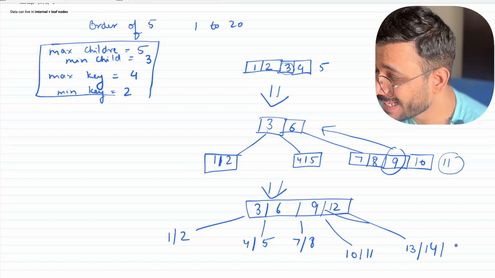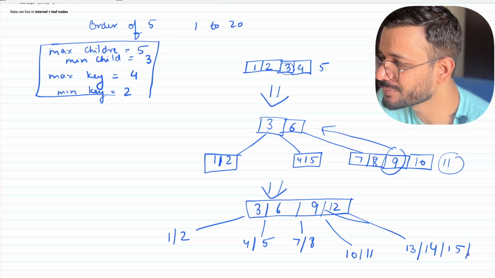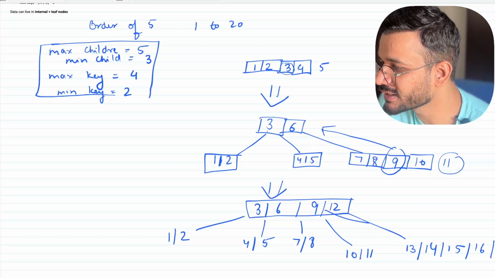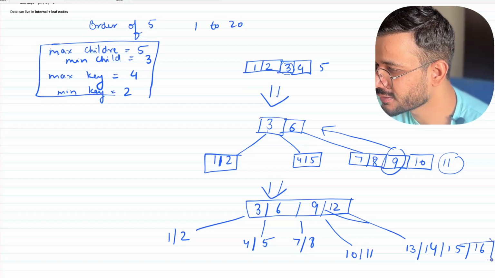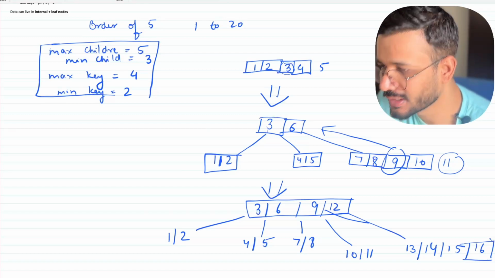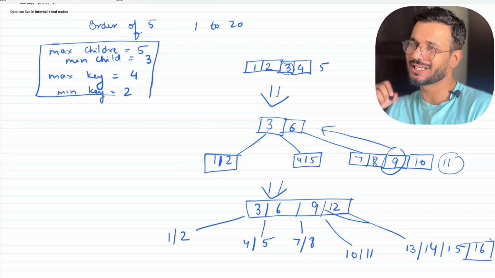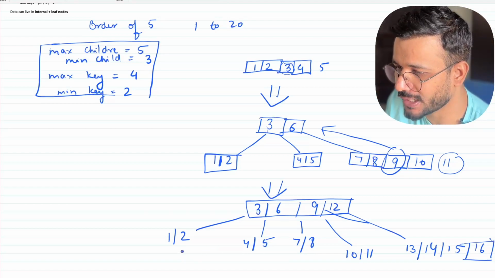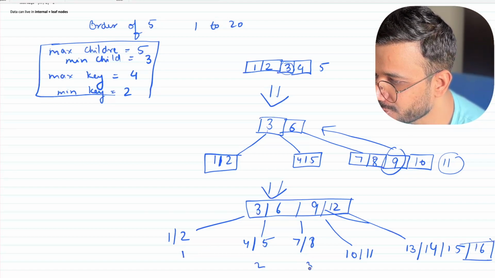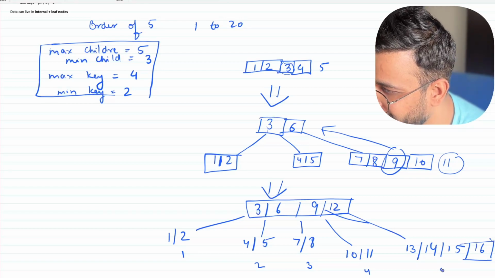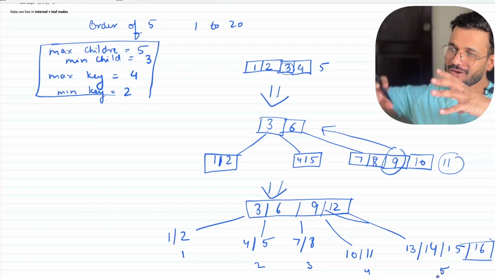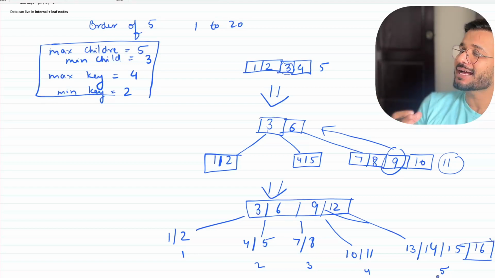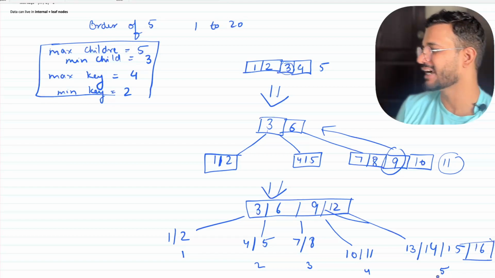Now we will add the next numbers, 15, 16, and the fifth one is 17. Same drill, we will add the key. But in this case, now you see how many children are there. 1, 2, 3, 4, and 5th. We have reached the max number of children a parent can have, that is 5.